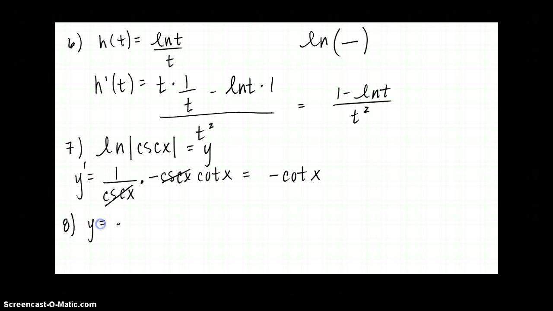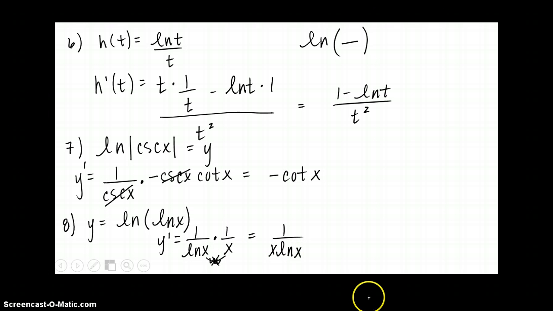Alright, y equals natural log of the natural log of x. Chain rule, working from the outside in. First derive this natural log function. So it's 1 over whatever follows it. Multiply by the derivative of the expression. Derivative of ln of x is 1 over x. Again, these things cannot be multiplied. So we would write it as x ln of x.